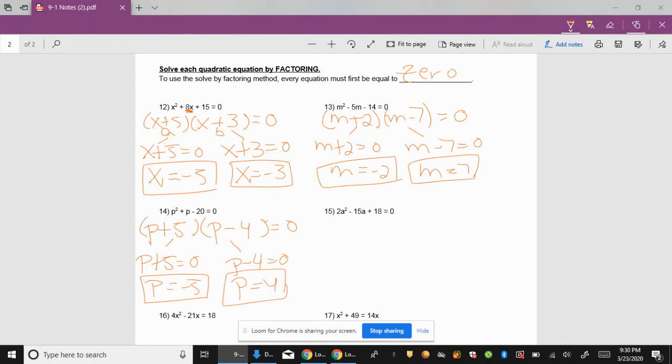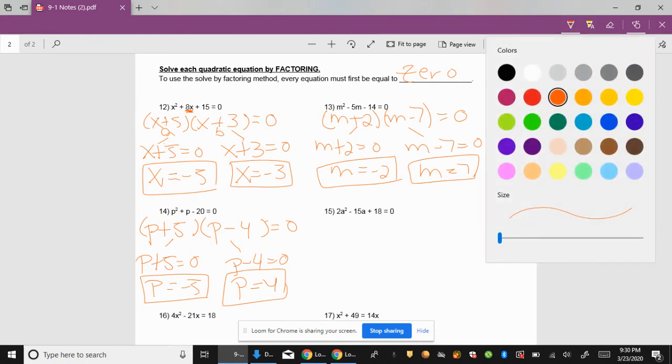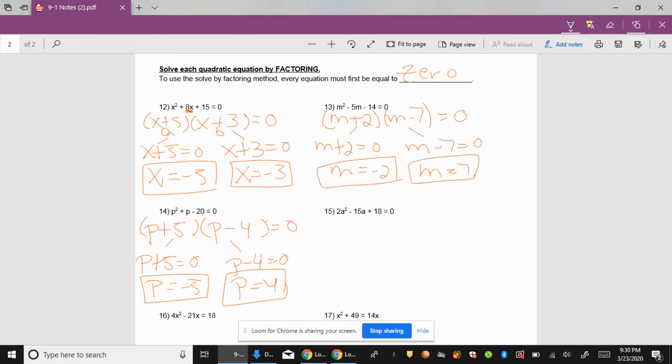Okay, I'm going to switch color pens because we're going to change to a slightly different topic. For 15, I'm still going to factor, because I still have this middle term that says I can't use the square root method. But the difference is 2a squared, so I can't use the shortcut for factoring, and I need to do a little bit of guessing and checking.